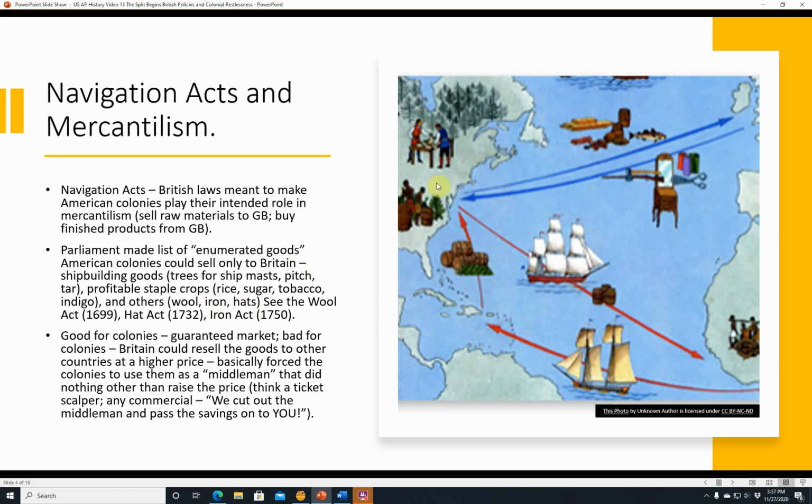So it was a guaranteed market for things like you see the fish and all these things up here, the raw materials. That's great, but it's also bad for colonies at the same time because Great Britain could resell the goods to other countries at a higher price. So basically they forced the colonies to use them as, in quotes, a middleman that did nothing other than raise the price. You can think of a ticket scalper.